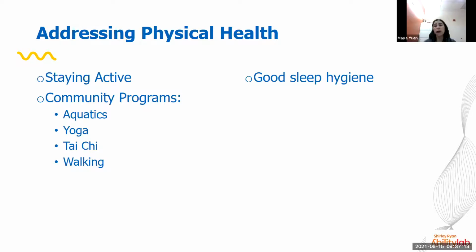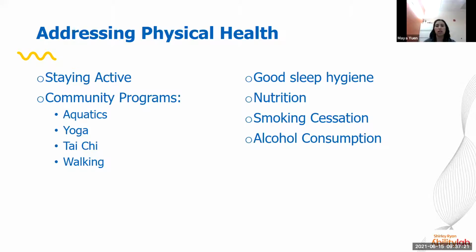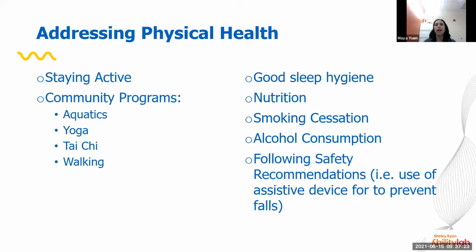We recommend good sleep hygiene. Sleep is where tissue is repaired. Nutrition, smoking cessation, alcohol consumption. And then this is a big one, is following safety recommendations. A lot of patients in the older population have a very tough time accepting potentially that they need to use a cane or that they need to use a walker. I think really encouraging our patients to understand that these are the things that are going to help them do more in their communities, help keep them out of illness, help keep them from being injured. I think as providers, it's really important to try to reinforce these things.